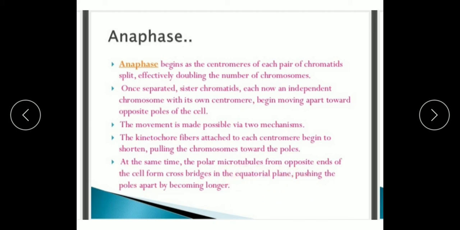Otherwise, the microtubules, the minute tube-like structures found in the polar regions of the cell, the polar microtubules from opposite ends of the cell, form a cross bridge in the equatorial plate, pushing the poles apart by becoming longer.